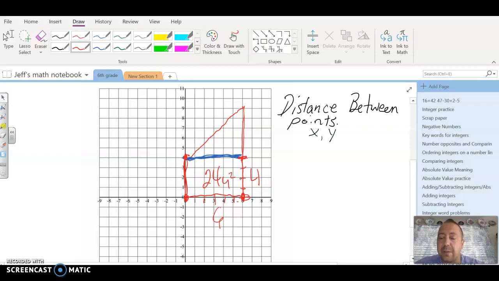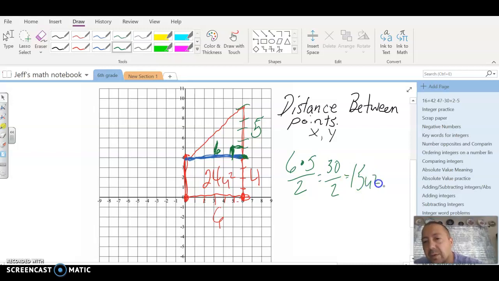Now if I look at the triangle, I have to remember the base and height have to form a right angle with each other, which means in this case it's going to be right here. So my base is just the opposite side of the rectangle. So my base is 6. And my height, if I start here, and I go 1, 2, 3, 4, 5. So I have a height of 5. And now I plug that into my base times height divided by 2. 30 divided by 2. I have 15 units squared.